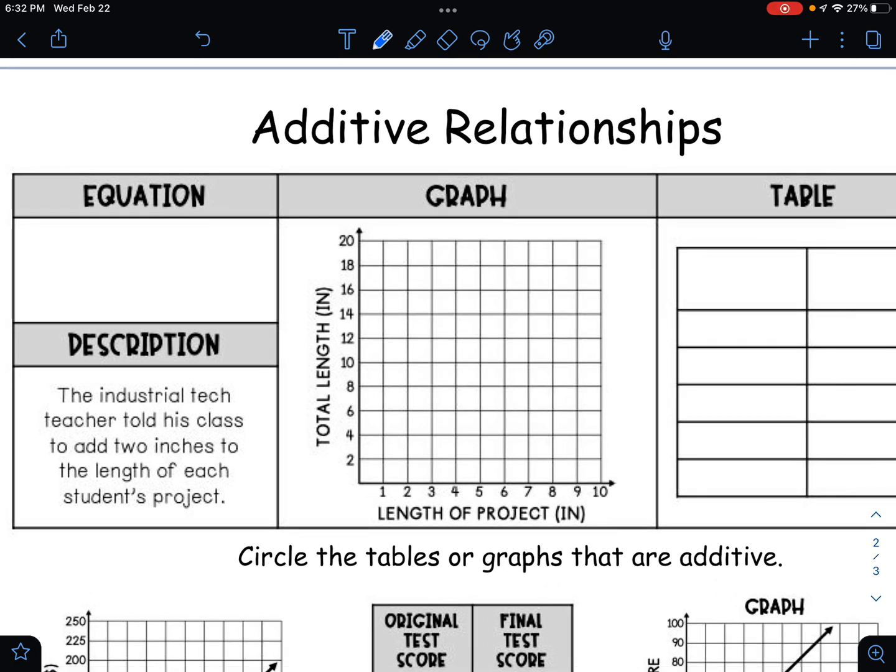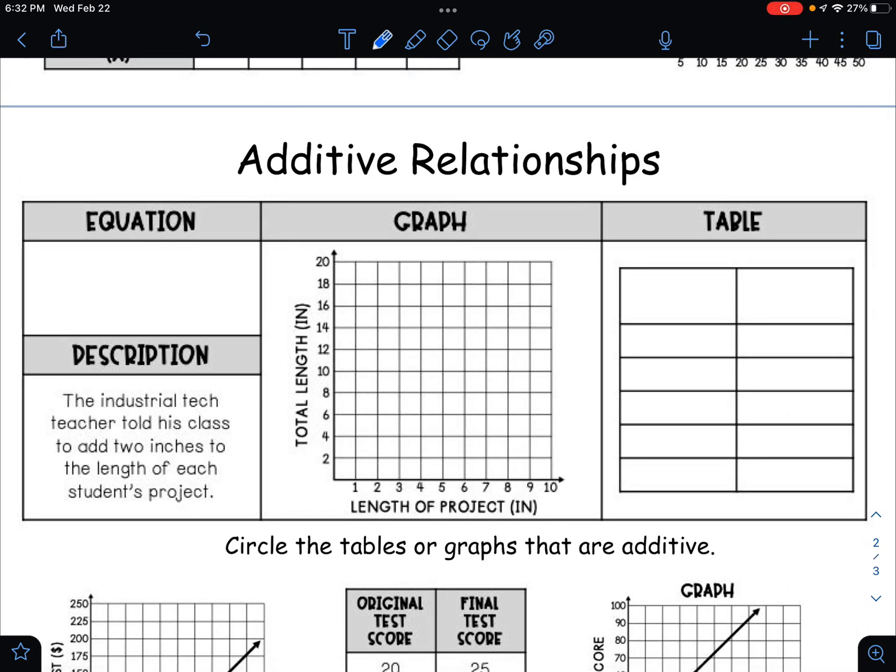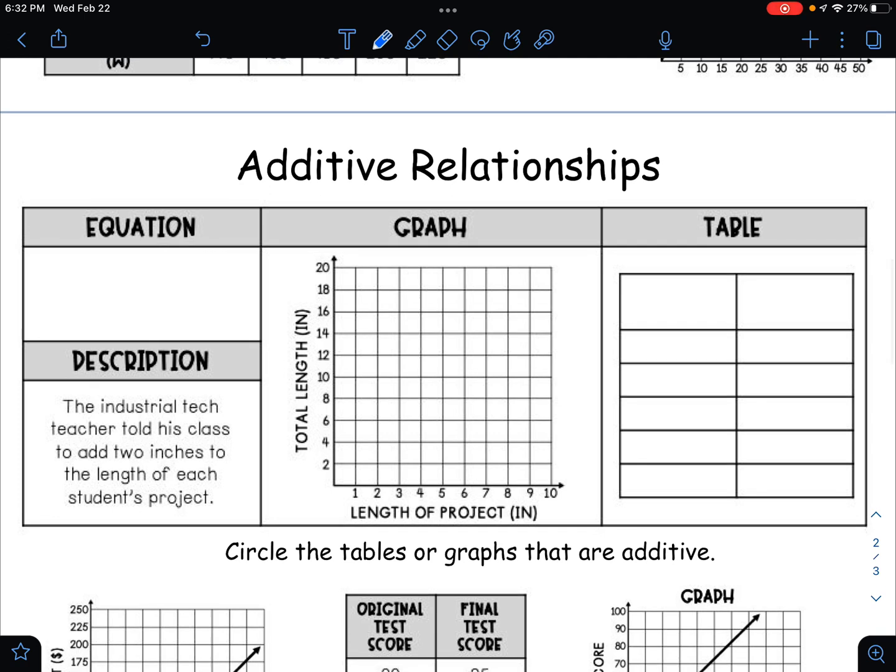Let's look at our description. The industrial tech teacher told his class to add 2 inches to the length of each student's project. Okay, so 2 inches to every single project. So for the length of the project, so when we figure out our graph, the length of the project, if the length is 1, we're going to add 2.